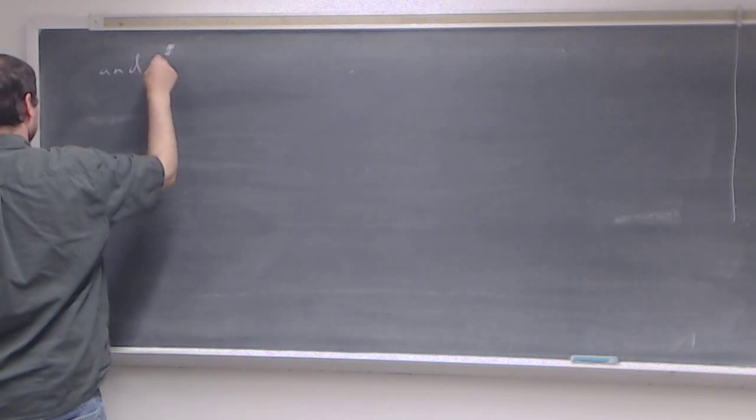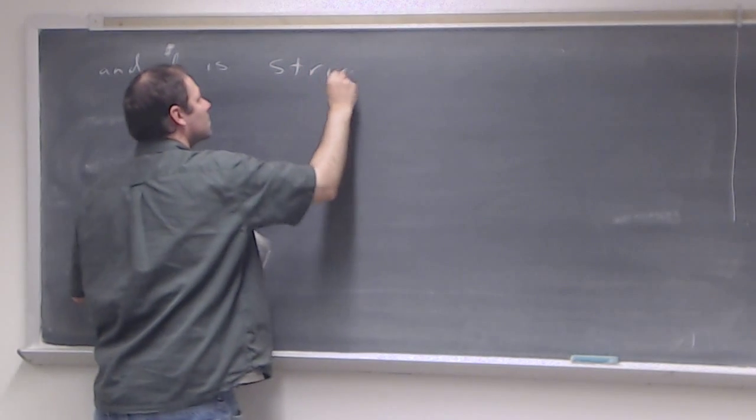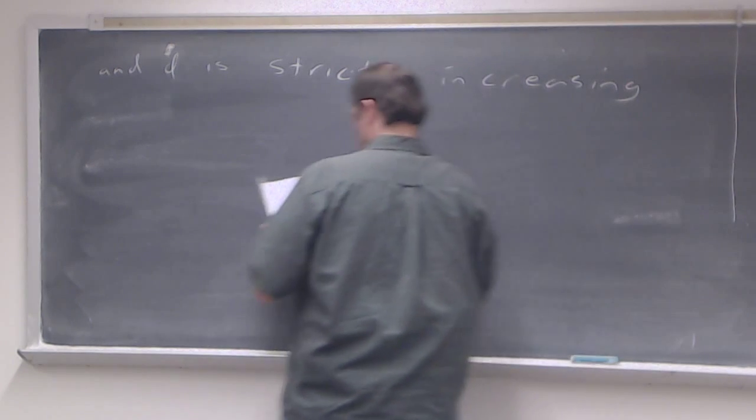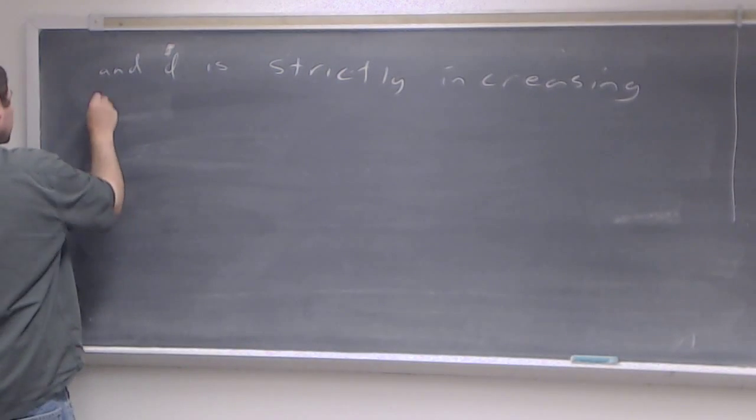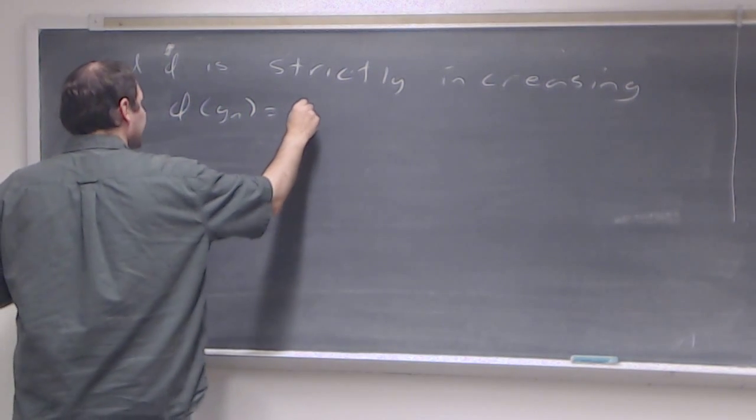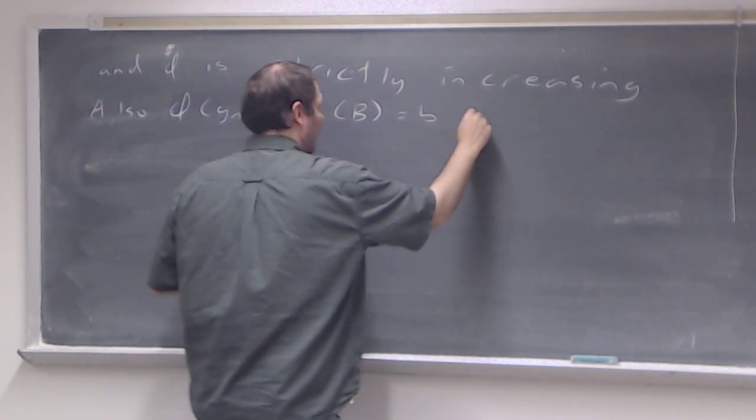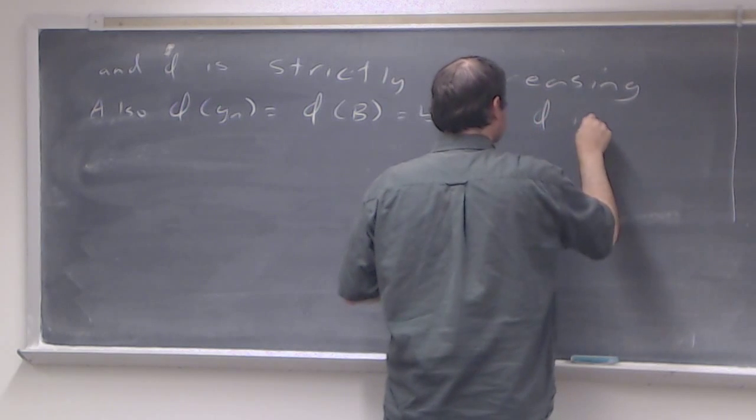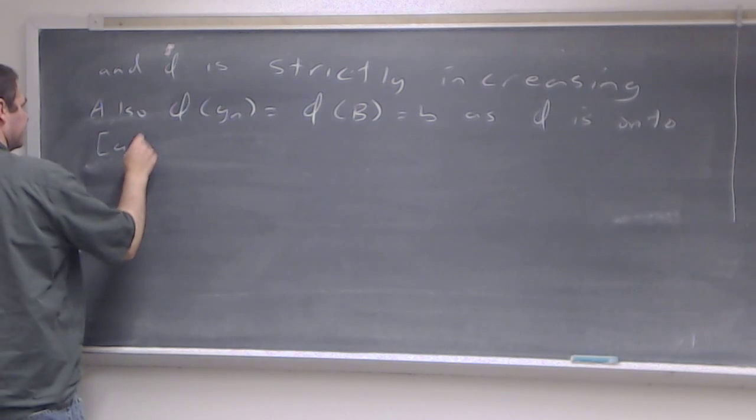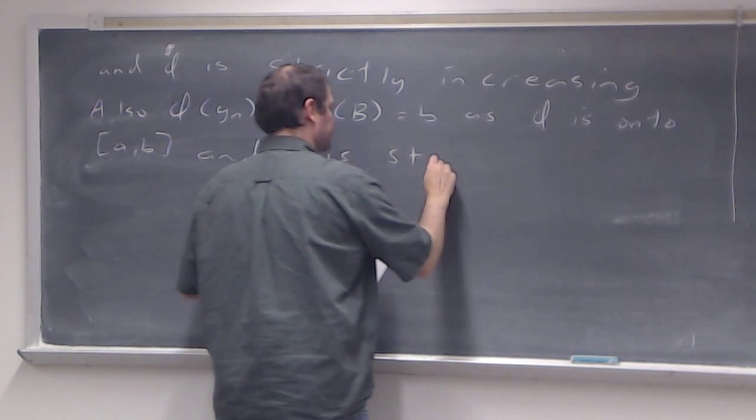And phi is strictly increasing. Also, phi of y sub n will be equal to phi of B, which equals b, as again, phi is onto A to B, and phi is strictly increasing.